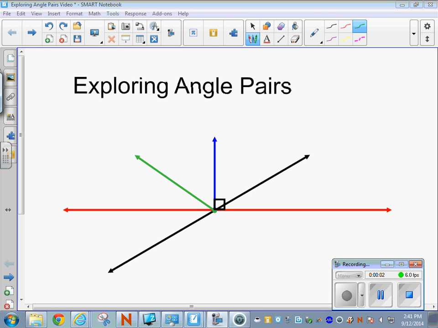Exploring angle pairs. This is probably my favorite section in the first chapter. Let's get started. We're going to be looking at shapes like this where there's a ton of different angles and a ton of different information, and we're going to be training our eyes to delete information that doesn't need to be in the drawing. So let's get started.